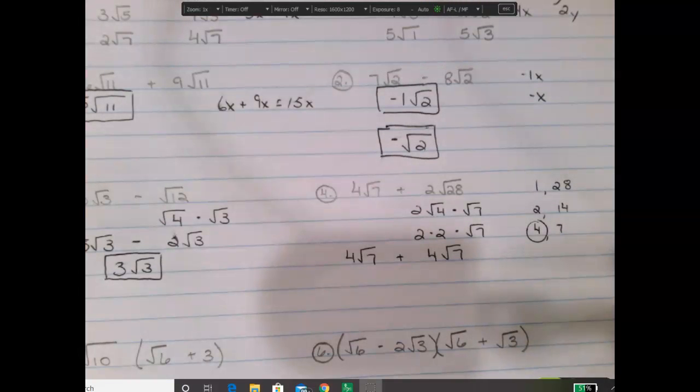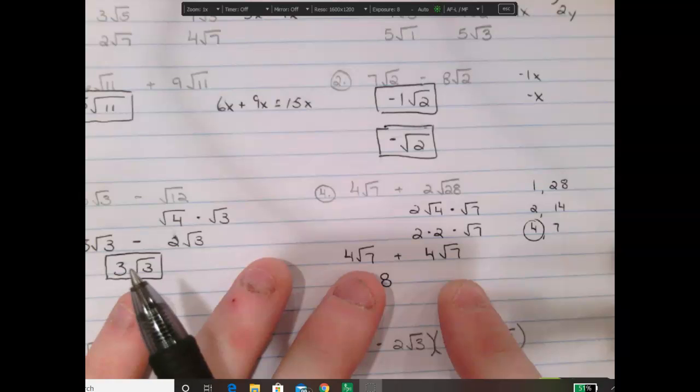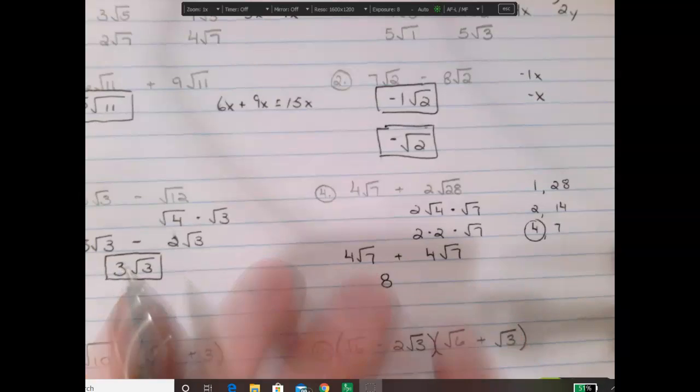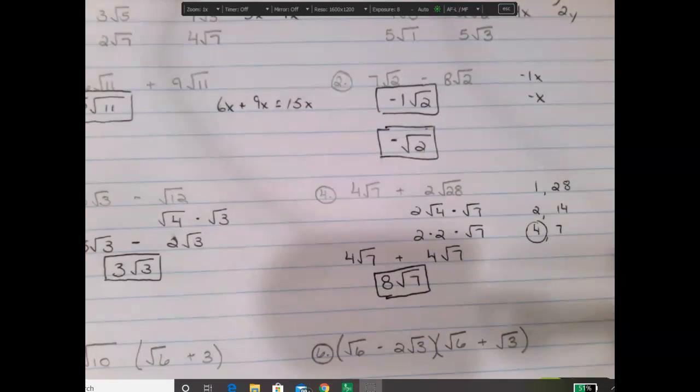I go through, I simplify. 4 plus 4 is going to give me 8. And I can go ahead and add because both of these have the same base. They both have this radical 7 as their base. So 8, and then my radical is going to be that radical 7. 8 radical 7 is my final answer.